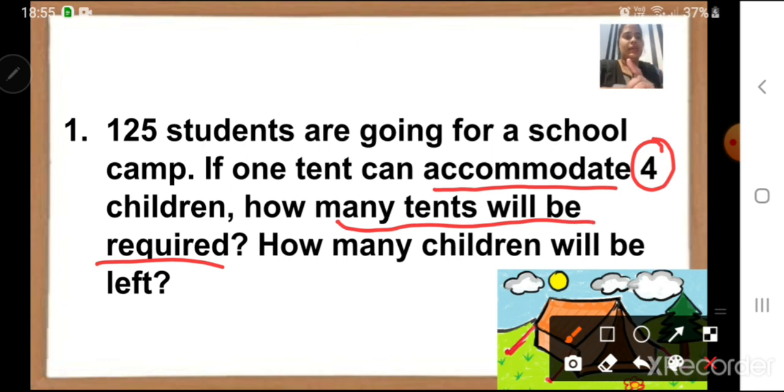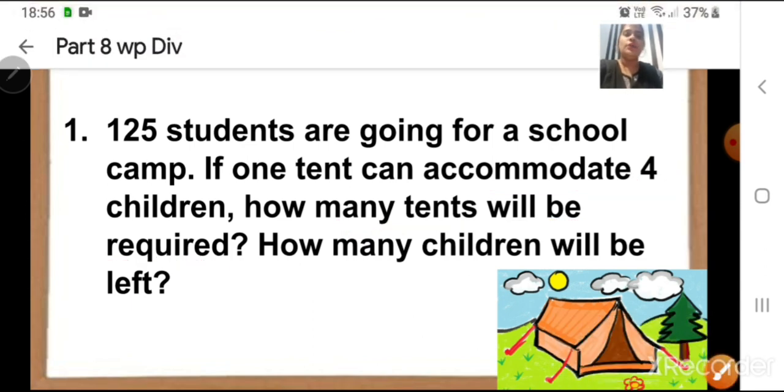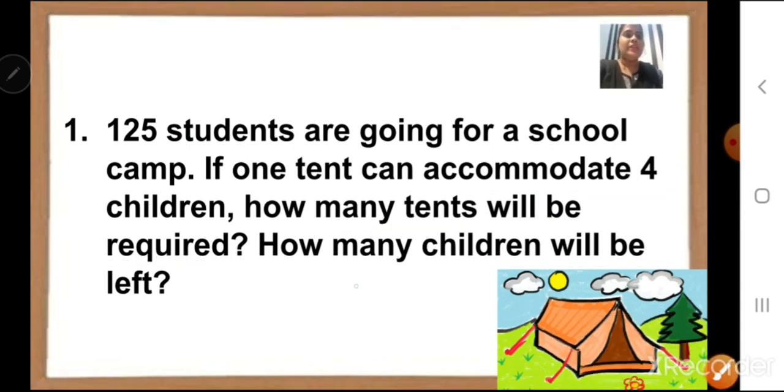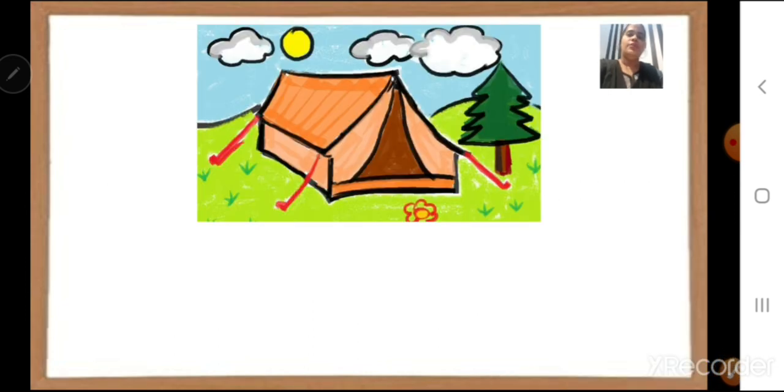So in one tent there will be 4 students and the total students are 125. So how many tents will be required? That we need to find out. Also we have to find out how many children will be left. So how will we do it, children? We have to divide 125 divided by 4.